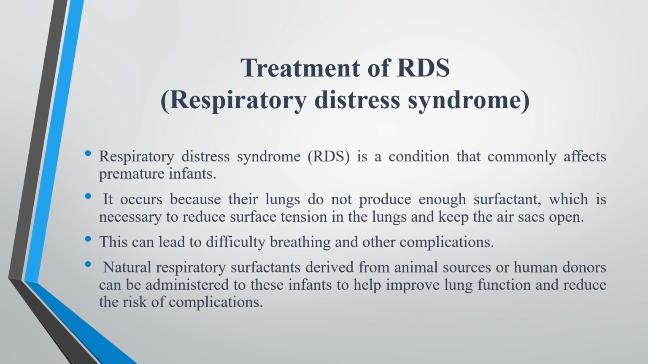Now we will see how respiratory surfactants help treat respiratory distress syndrome. Respiratory distress syndrome is a condition that commonly affects premature infants. Their lungs do not produce enough surfactant, which is necessary to reduce surface tension in the lungs and keep the air sacs open. This can lead to difficulty breathing and other complications. Natural respiratory surfactants derived from animal sources or human donors can be administered to these infants to help improve lung function and reduce the risk of complications.